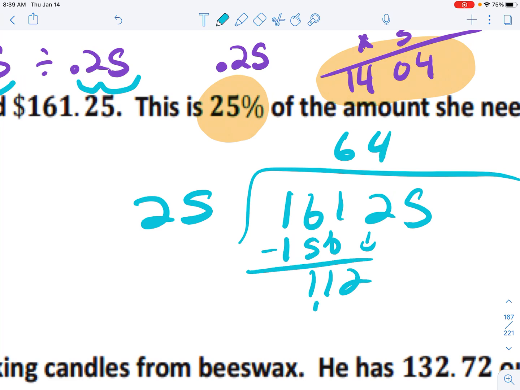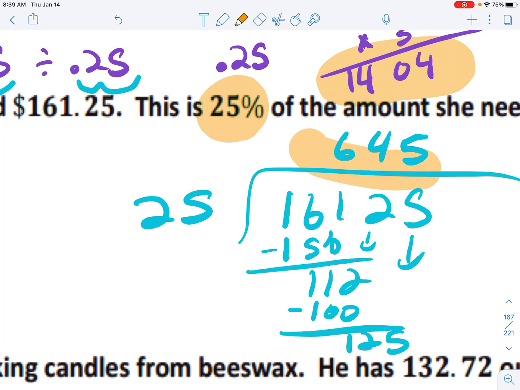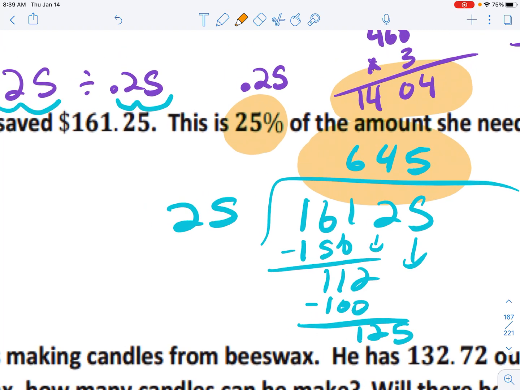25 goes into 112 4 times. That is 100. We subtract this, and we get 12. And we're left with 125. 25 is going to go into that evenly 5 times. Okay? And there are no remainders. My answer comes out to 645. We're talking about money, so it is dollars.